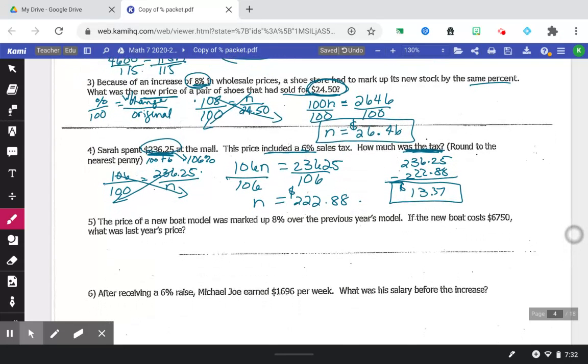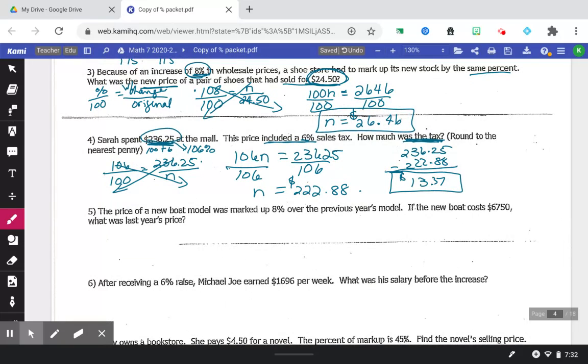All right, let's look at another one. The price of a new boat model was marked up 8% over the previous year's model. If the new boat cost $6,750, what was the price last year? All right, so this is the new cost. So now remember, this is including that 8% markup. So this number right here is actually 108% of that original cost.